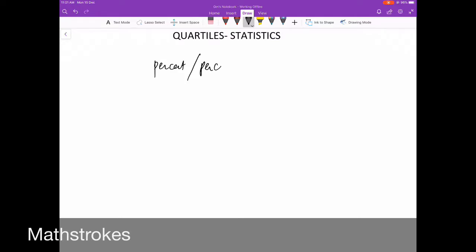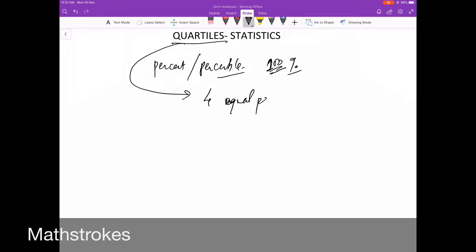When I say this word percent or percentile, immediately in our mind comes 100. What are we thinking? Something is divided into 100 equal parts. Similarly, when I talk about quartiles, I can say something is divided into 4 equal parts.